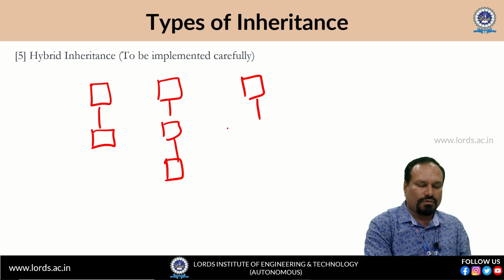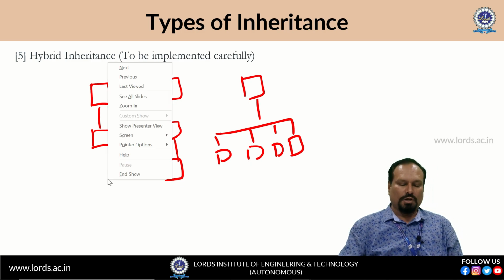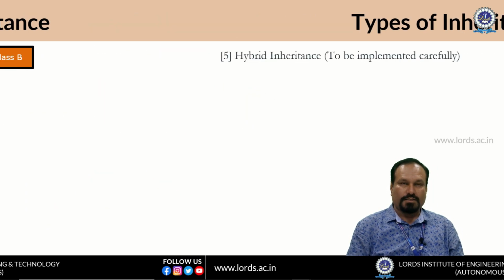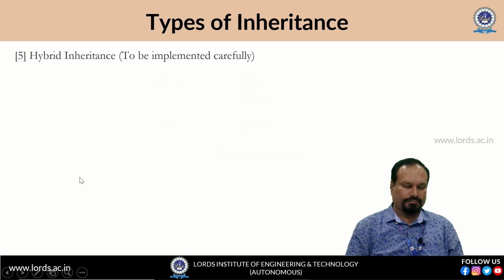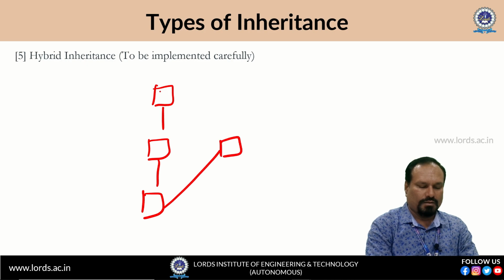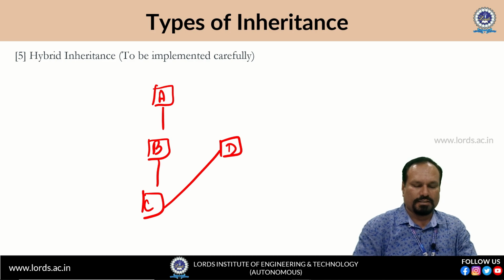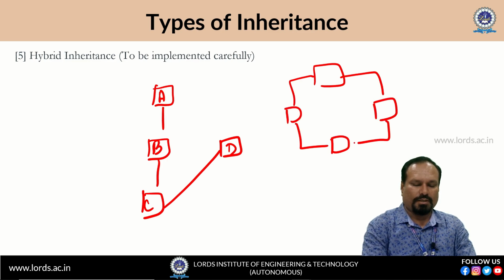Even in the case of hierarchical inheritance, there is nothing wrong with working with multiple classes like this. It's fine. But the precaution I'm talking about is, see this example first. Let's say we have class A, class B, class C and class D. I'm showing you one more example.